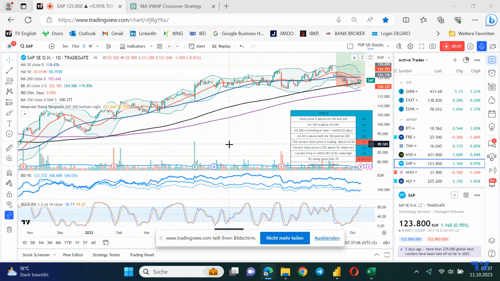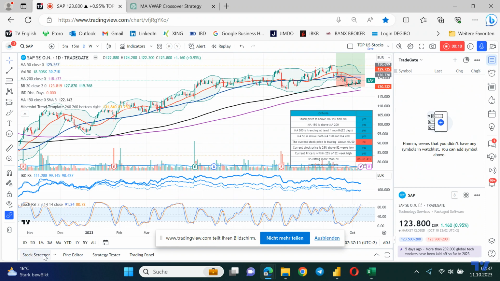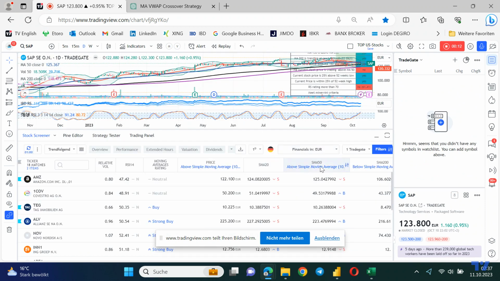Hello everyone. Today I'm gonna take a look at our js-techtrading watch list again. So we go to stock screener and I have saved now this screen template.